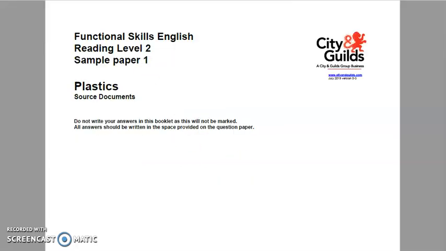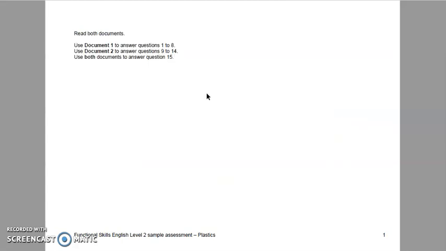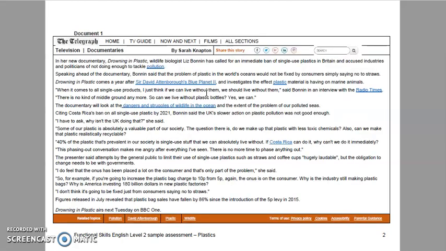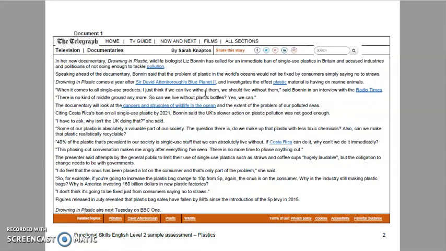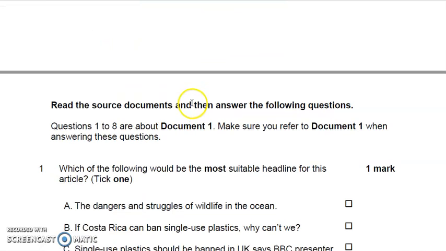Now, let's have a quick look. Firstly, you're given 2 source documents, and that's quite standard now. They seem to only be relying on 2 source documents. One is a newspaper article, and the other is an advert of some description. You'll notice that these are thematically linked. The theme here is plastics, in particular the damage plastics do to the environment.